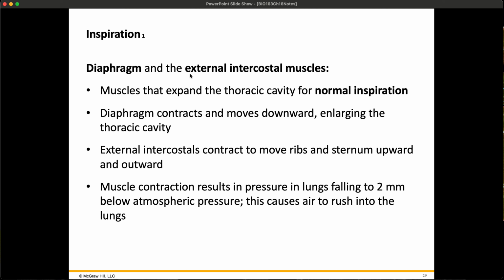This one is one of those you have to remember backwards. External, right? So you might think X for exhalation. No, external intercostals for inspiration, internal for expiration. So they're just backwards. Those external intercostals in between the ribs are going to move the sternum and ribs upward and outward to expand the rib cage. And that again results in the pressure in the lungs falling below atmospheric pressure, and air rushes in.